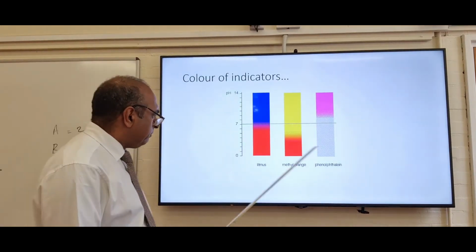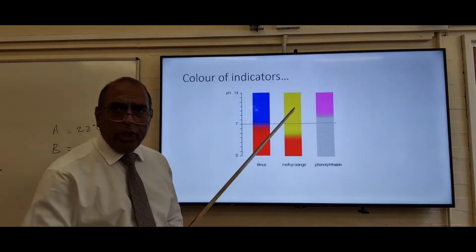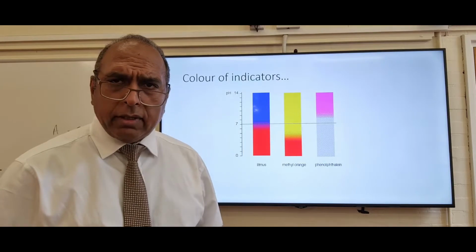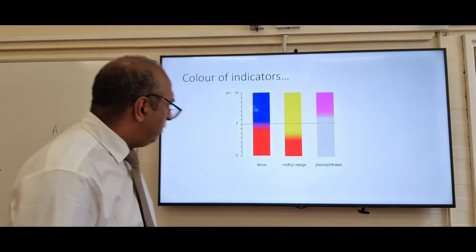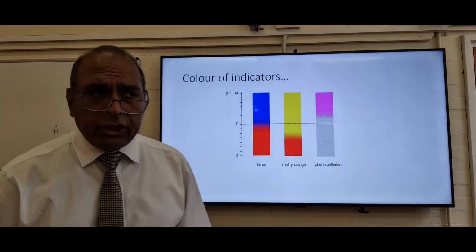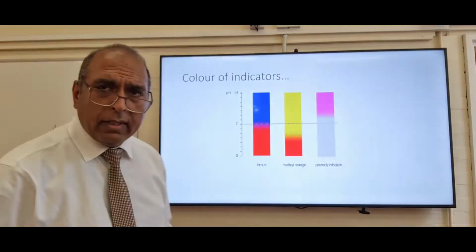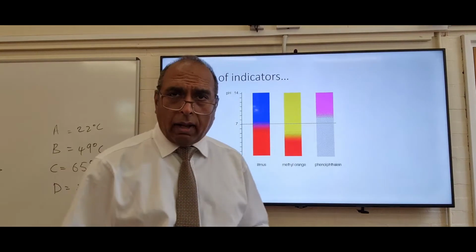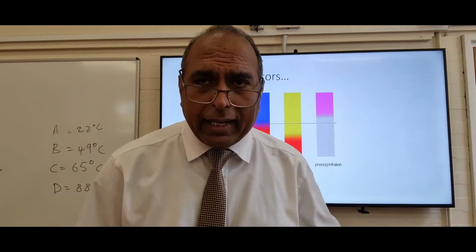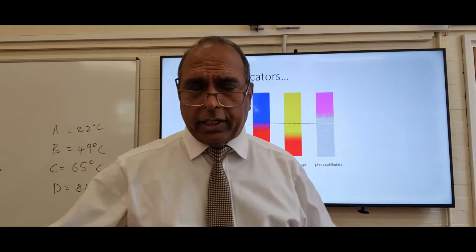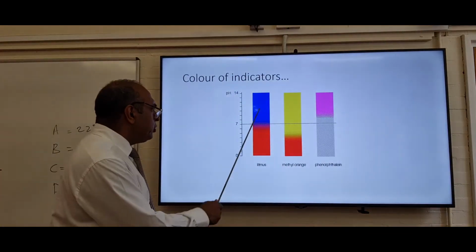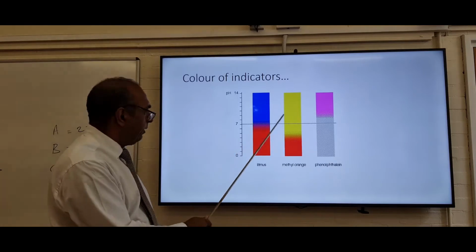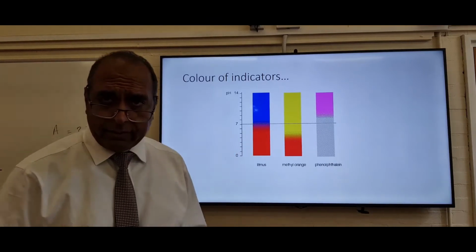So, litmus. We use litmus in 2 varieties. There's blue litmus and red litmus. Blue litmus is used to test for acids, and in an acid, blue litmus goes red. And red litmus, believe it or not, is used to test for alkalis, and with alkalis, it goes blue. So there are only really 2 colours of litmus. Blue for alkali and red for acid.